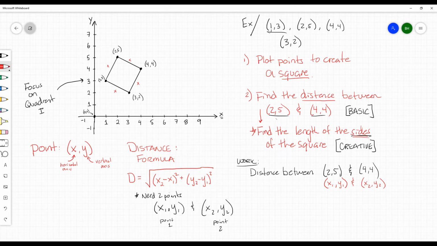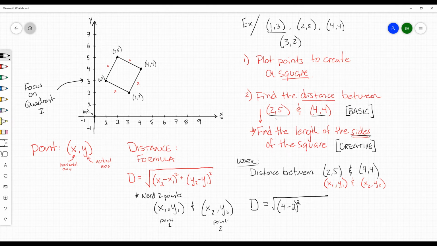Just so that way I can keep my terms orderly and I know exactly what I'm plugging in where. So just like a jigsaw puzzle, if I started plugging in these values, I'm going to take the square root of the difference of x2 comes first, so that's a value of 4, subtracting the value of 2 from the first point.